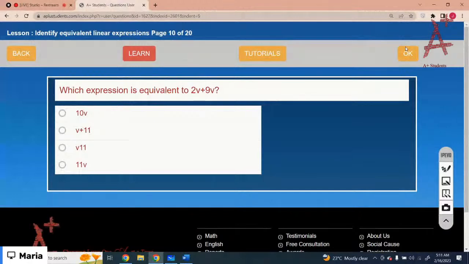Okay, the next one is which expression is equivalent to 2v plus 9v? Both of them have the same variable. Just add them. So 9 plus 2 is 11. Got it? So it is then 11v. The correct option is 11v.